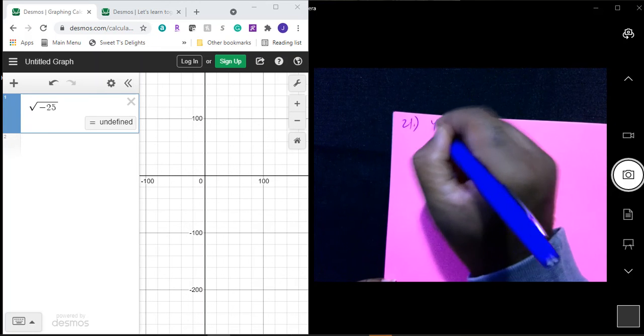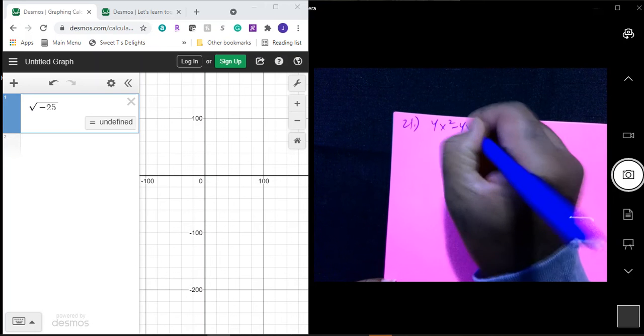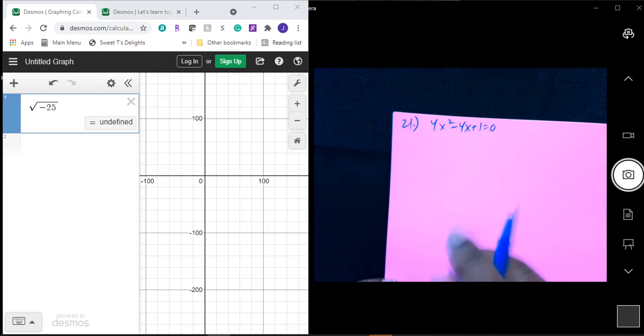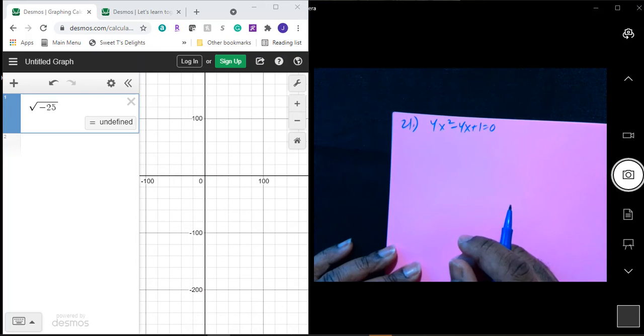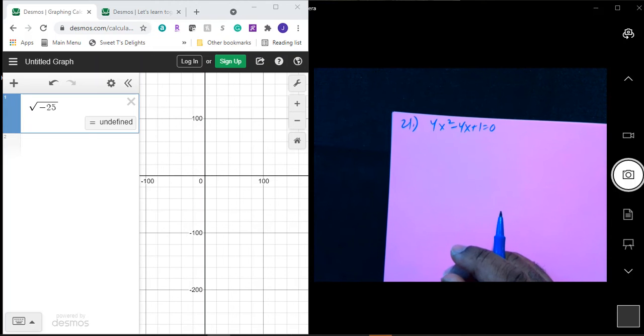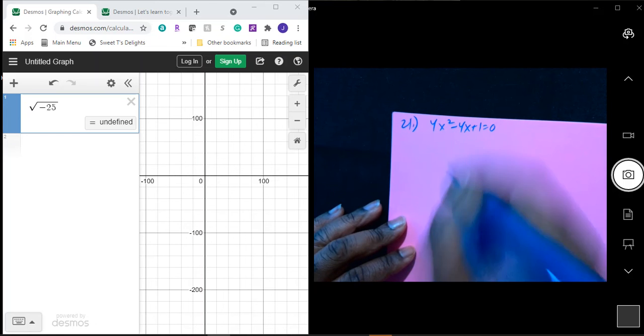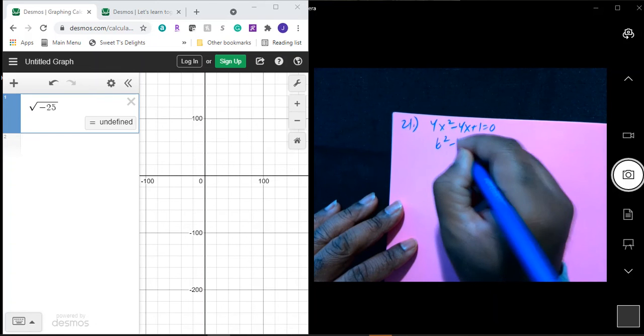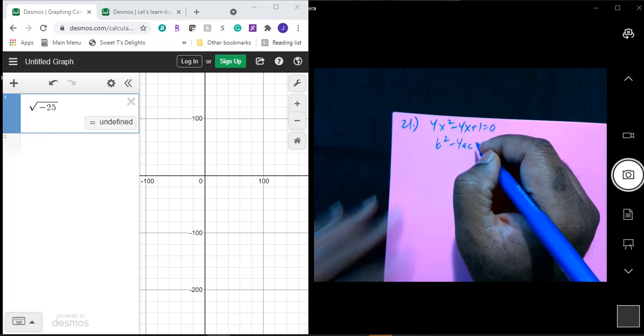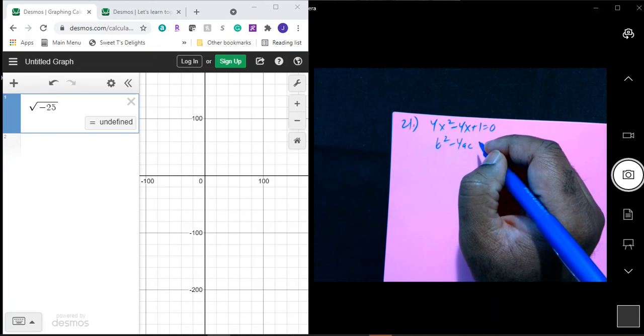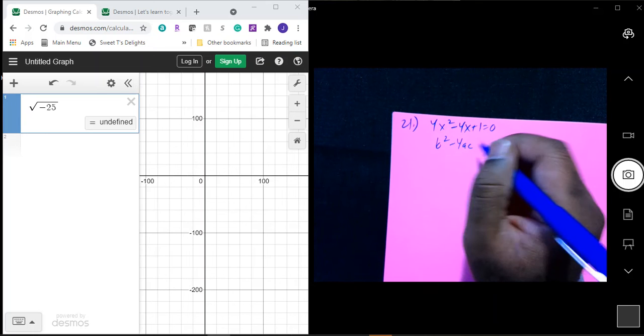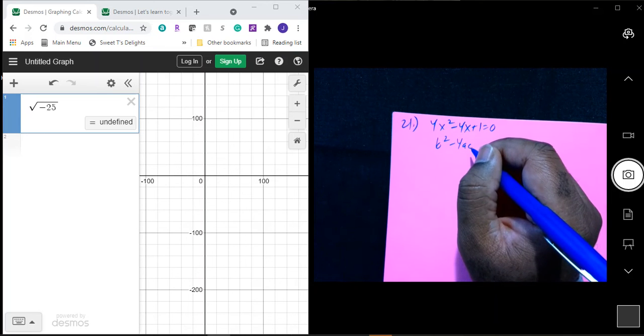21, we have 4x squared minus 4x plus 1 equals 0. Now they ask us to determine the number and type of solutions of each equation by examining the discriminant. The discriminant is b squared minus 4ac.